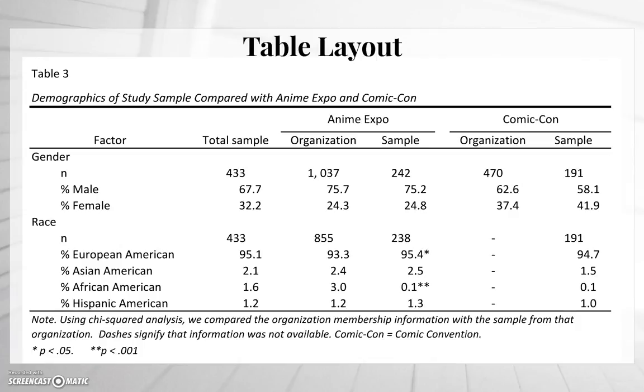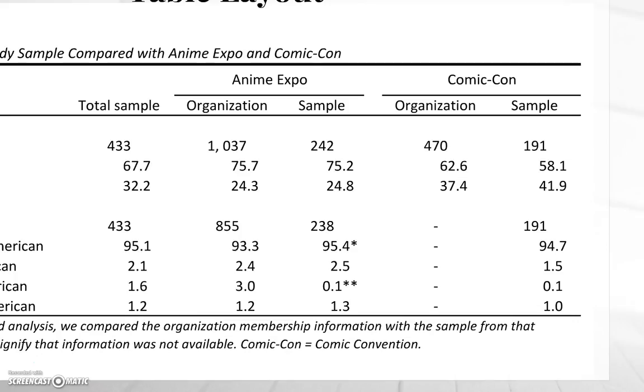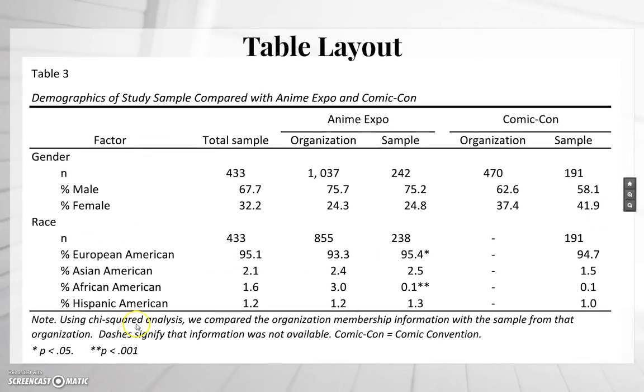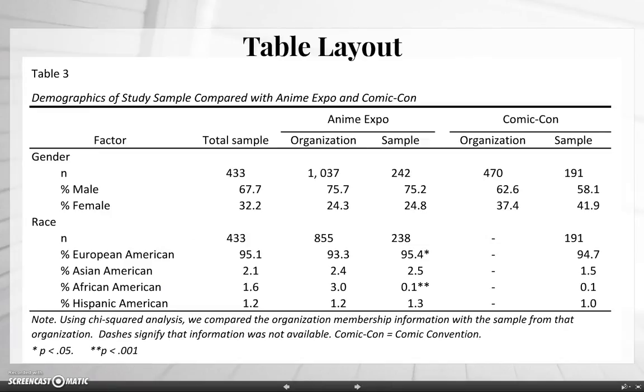You can see that the total organization numbers and the study sample numbers are placed side by side to help readers determine whether the sample was representative of the larger group. Each column has a heading, and the headings aren't much wider than the numbers beneath them. This column spanner right here uses the term Comic-Con, which is explained in the table notes below. Notice that the races here are listed in parallel, as opposed to if one like this were listed as Americans of African descent. And you can see that the data have been carried out to one decimal place.